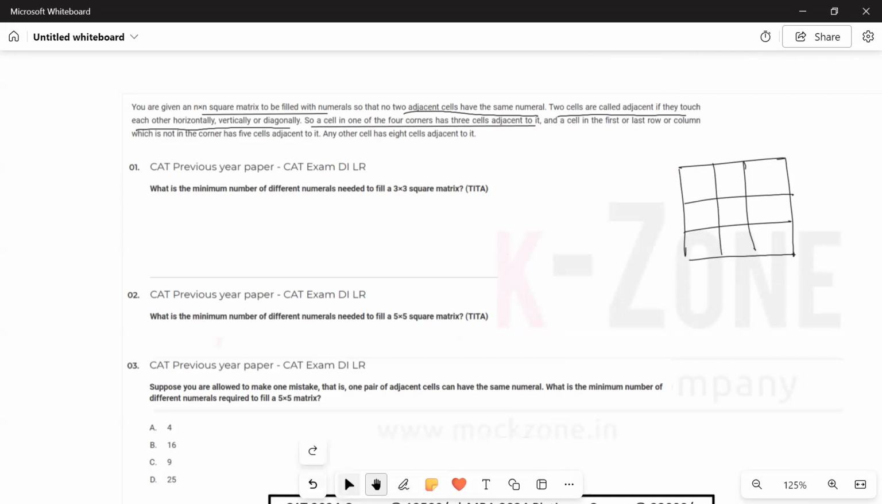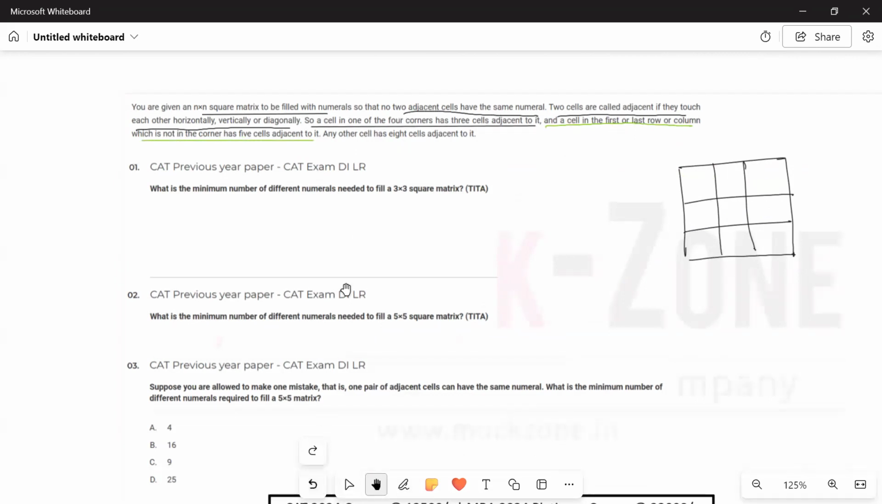Okay? A cell in the first or last row or column which is not in the corner has 5 cells adjacent to it. What does this mean? A cell in the first or the last row, let's say this one, which is not in the corner, has 5 cells adjacent to it. How? Horizontally, these two; vertically, this one; diagonally, these two. So it has 5 cells adjacent to it.